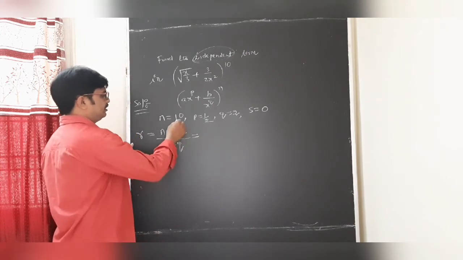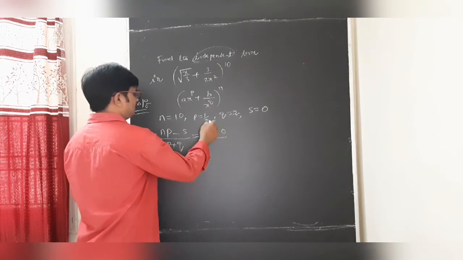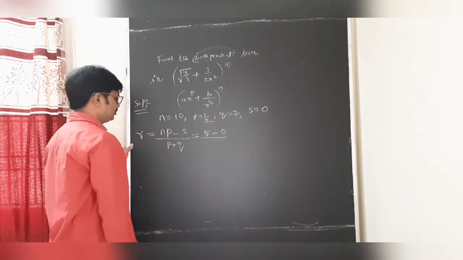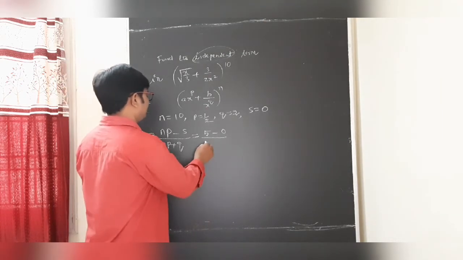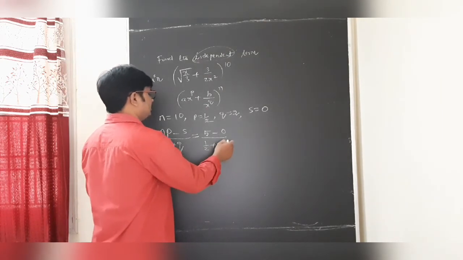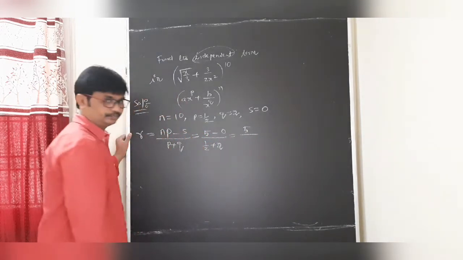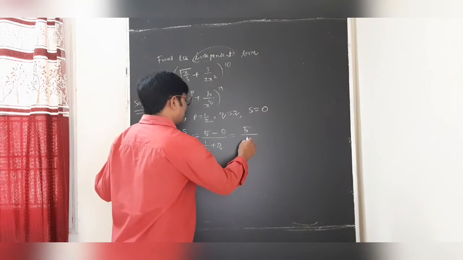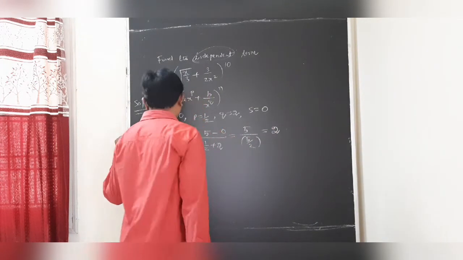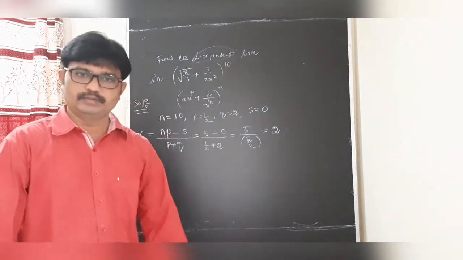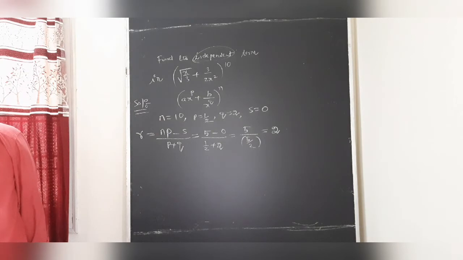Where, students, n and p, that is np is 5, and s value is 0. What is p plus q? My dear students, p plus q is 1 by 2 plus 2, that is 5 upon 2. 2 2s are 4, so 4 plus 1 is 5 by 2. Directly we got 2. r must be an integer, a positive integer. So, dear students, r will be 2.